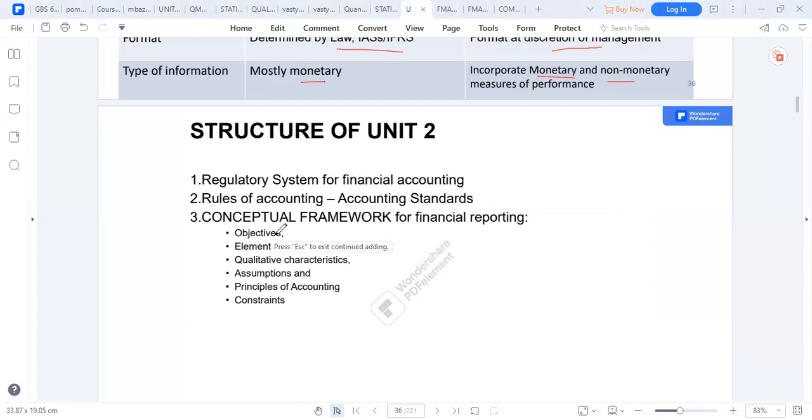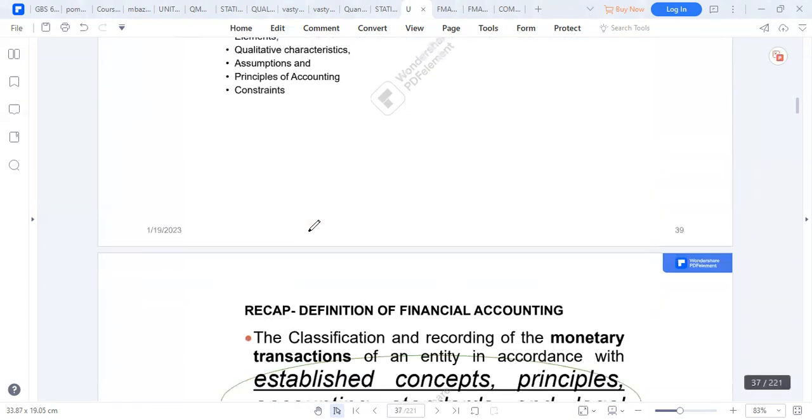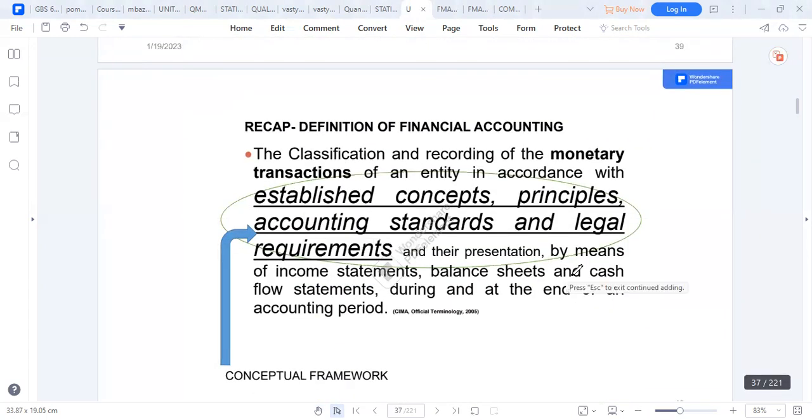So we go to structure number 2, where we look at the regulatory framework, the rules, and the conceptual framework. Like I said, there are established accounting standards and principles that have been laid out that need to be adhered to.